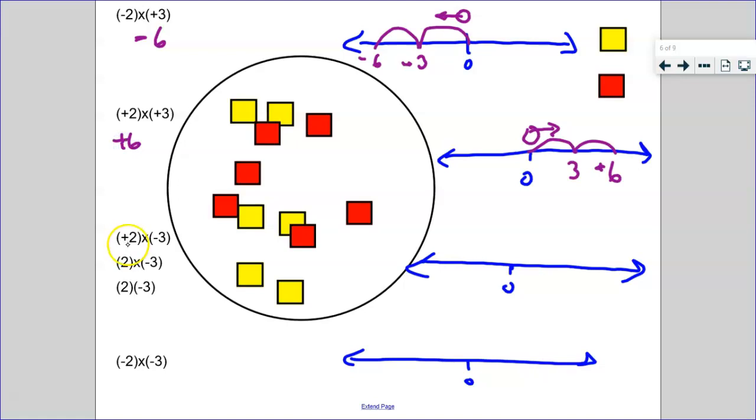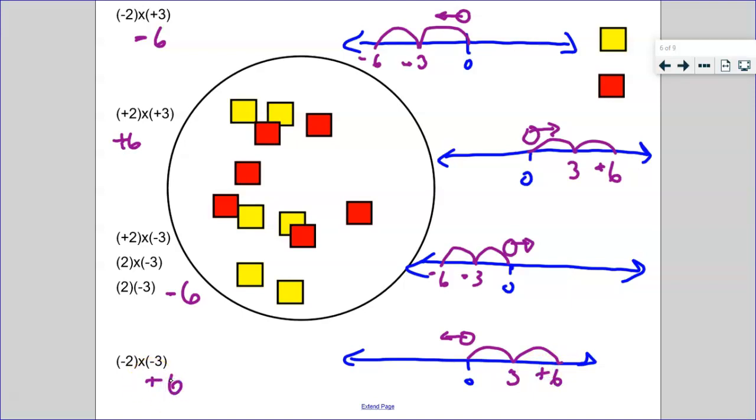All right, and then this one, positive 2 times negative 3, we're at the 0. Positive 2 means he's facing this way, but the negative 3 means he's jumping backwards. So he's going to jump 2 jumps backwards of 3, and he's going to land at negative 6. And again, here's our man. Negative 2 indicates he's facing this way. The negative 3 indicates he's jumping backwards. So he's going this way backwards, and we end up with positive 6.